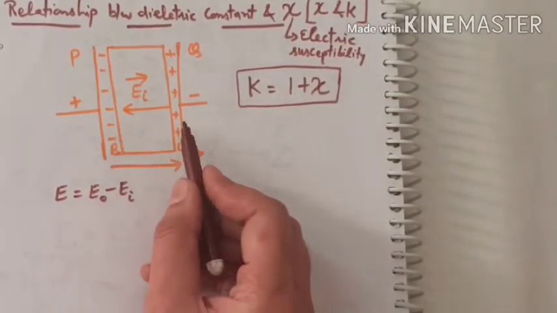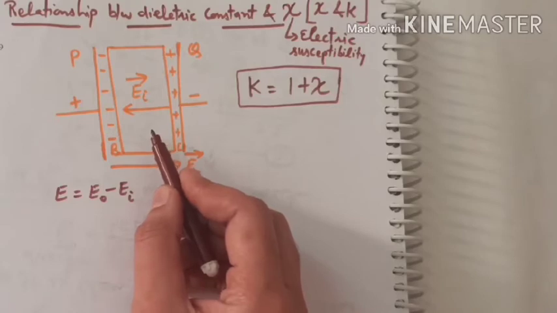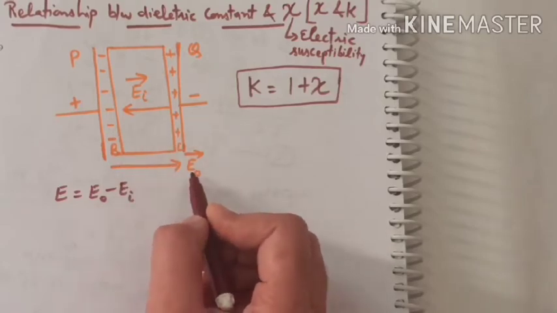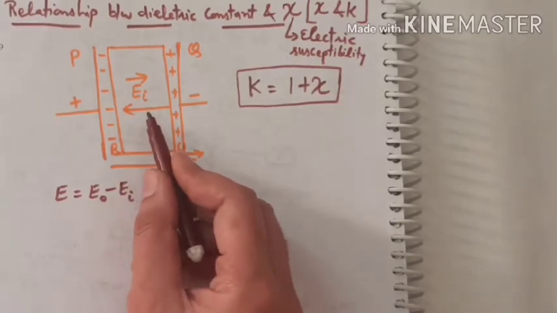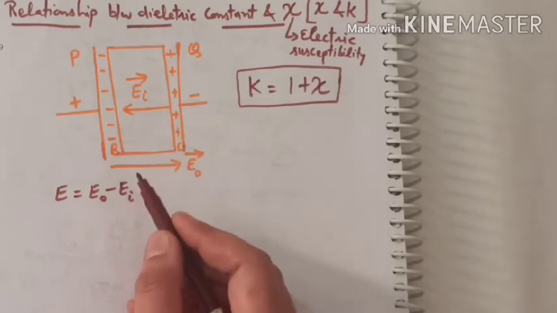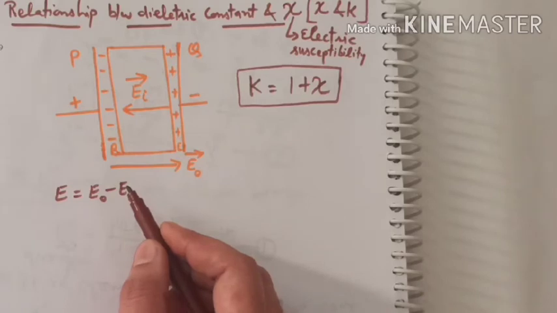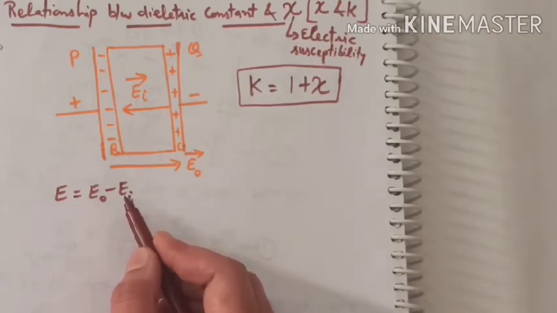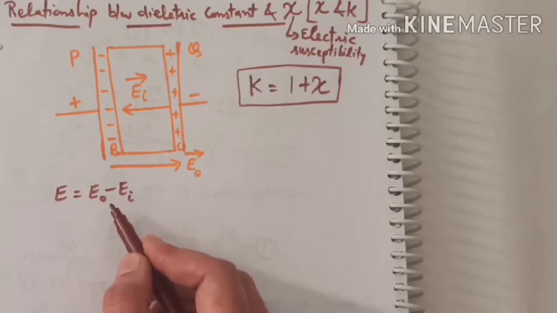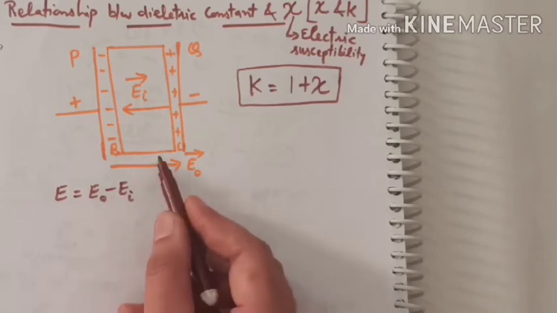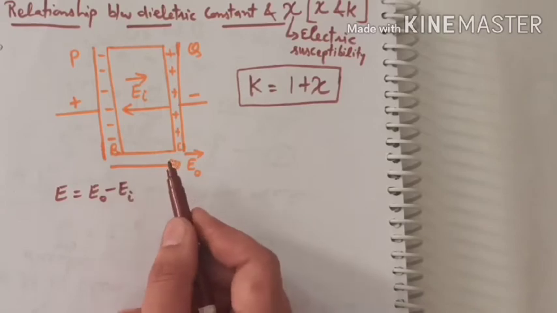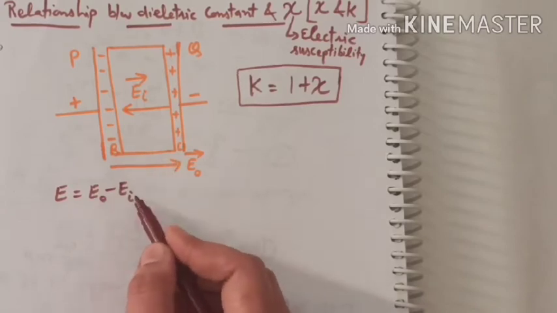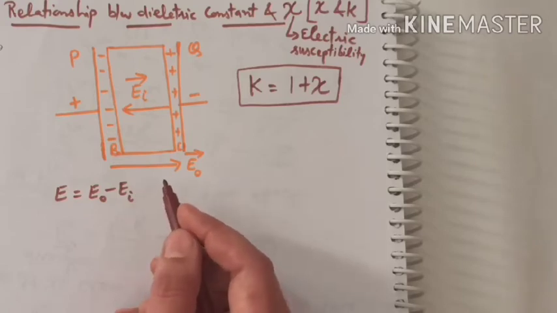So this is a parallel plate capacitor. Here we introduced a dielectric slab. E naught is the external electric field and EI is the electric field due to this dielectric slab. In this case, the reduced value of electric field is equal to E. E is equal to E naught minus EI. This is the reduced value of electric field when we place a dielectric slab between the plates of a capacitor. E naught is external, EI is the internal electric field or electric field due to the dielectric slab.